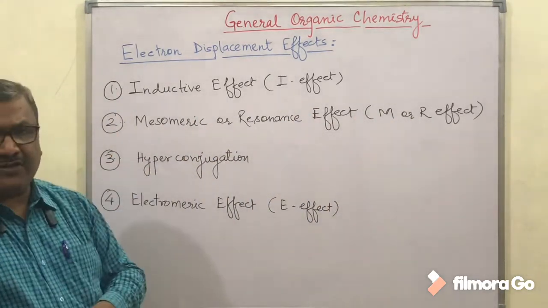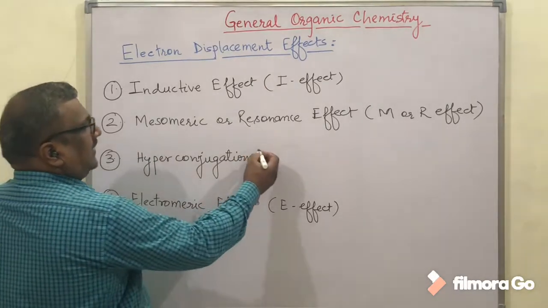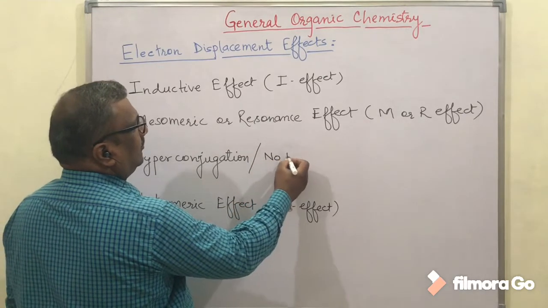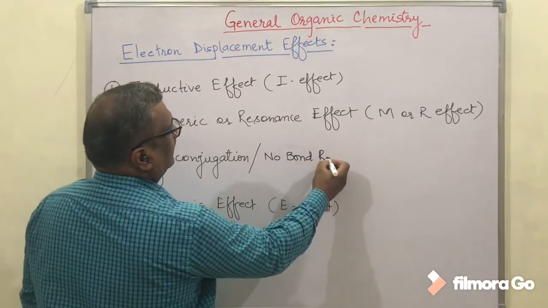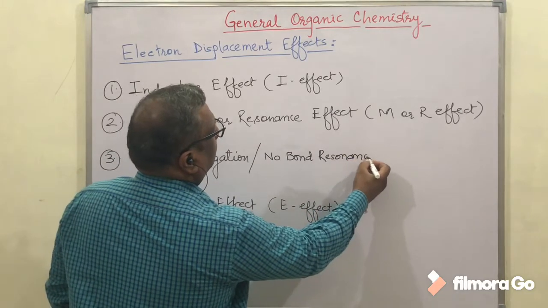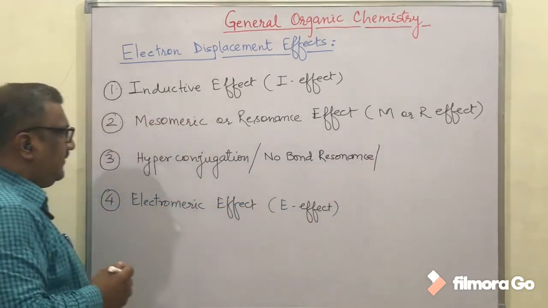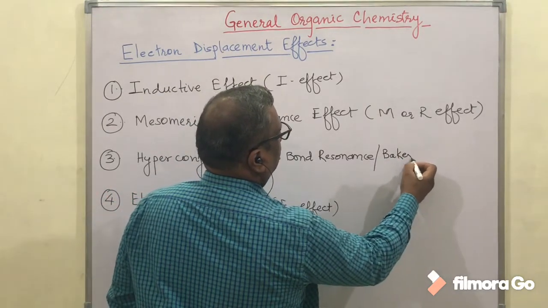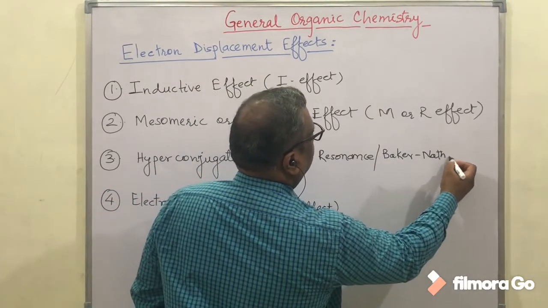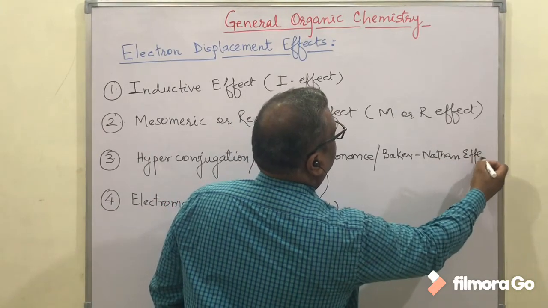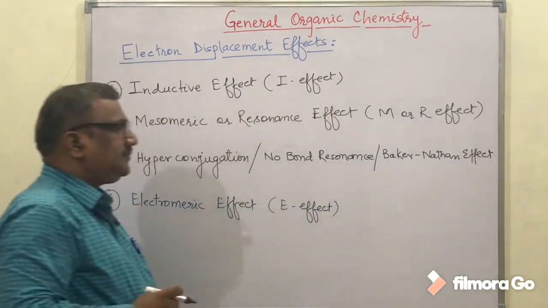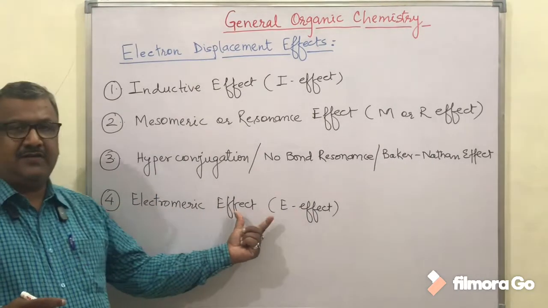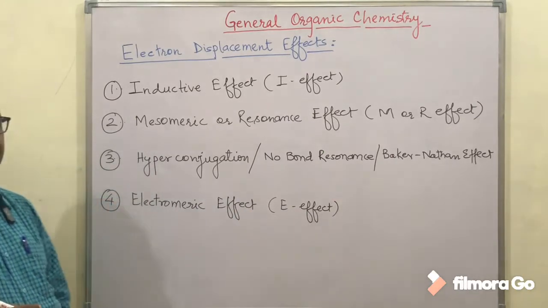The third one is hyperconjugation. Another name for hyperconjugation is no bond resonance, and one more name given to this effect is the Baker-Nathan effect, in honor of the scientists. And the last effect is the electromeric effect, which in short is called the E effect.